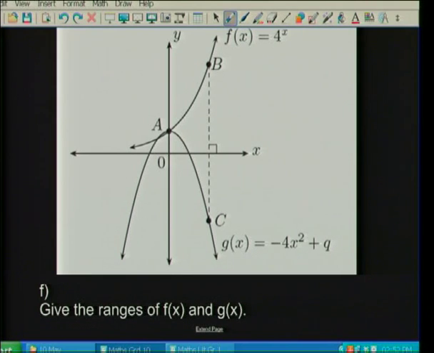Right, next question asks us about ranges for f of x and g of x. Now, we spoke about domain and range right at the beginning of the lesson. Remember, the domain is the x values that our graph is drawn for. The range is the y values. So now let's talk about the y values.